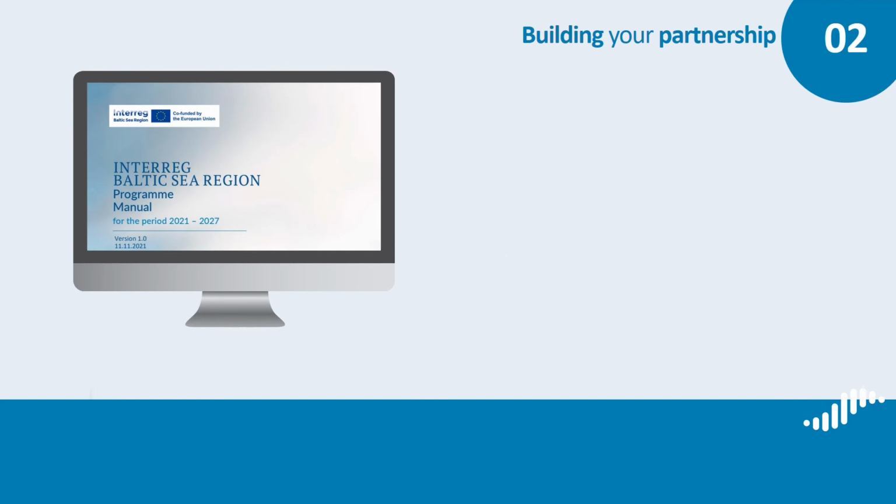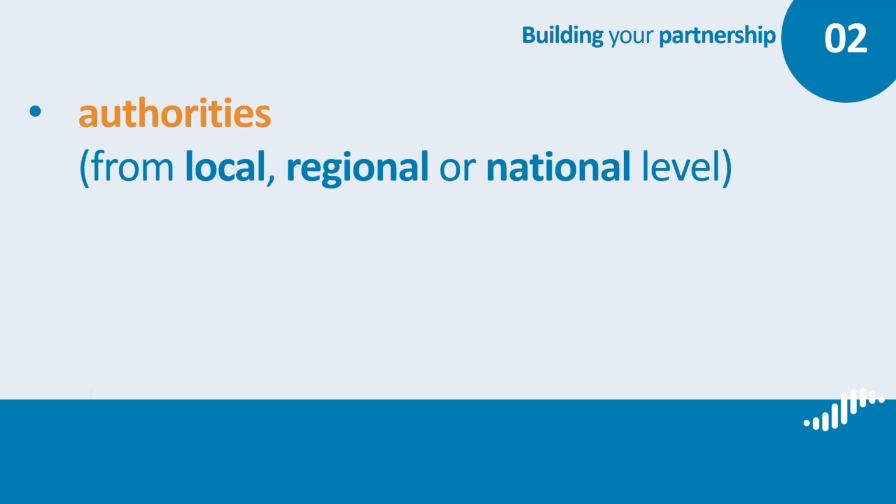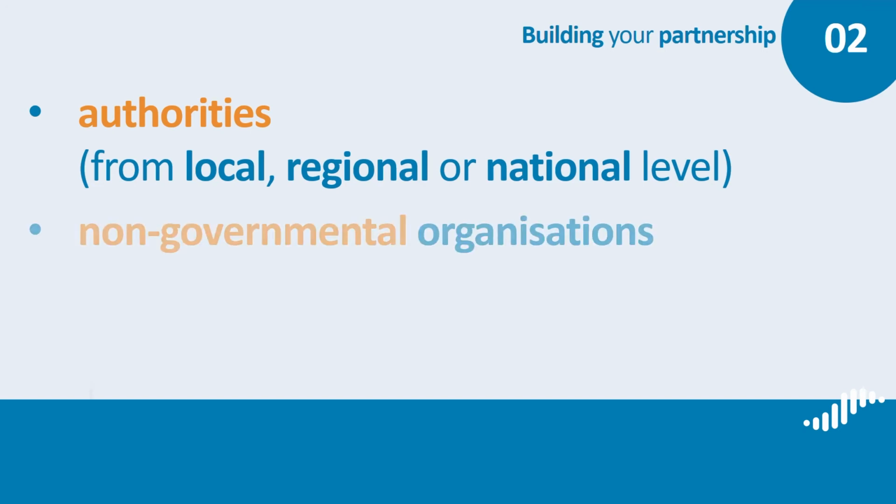For example, which institutions can become lead partners. You can find these rules in the program manual in Chapter C, Requirements Towards Partnership. The partnership of a small project should mainly include public authorities from local, regional, or national levels, as well as non-governmental organizations. Due to a simple structure and a more limited budget, up to €500,000, the partnerships of small projects do not have to be large.